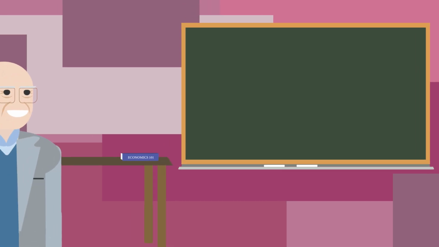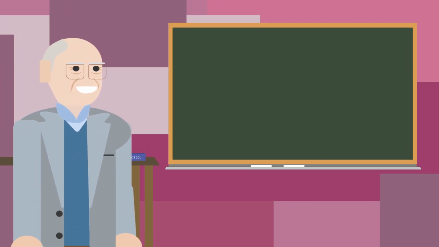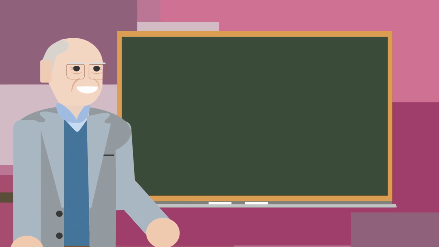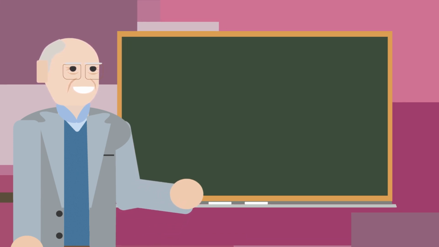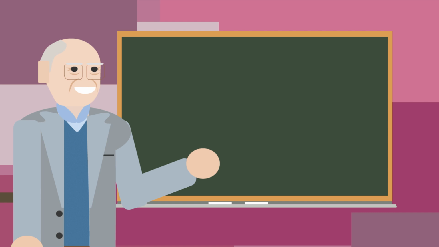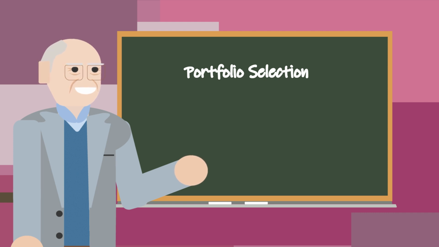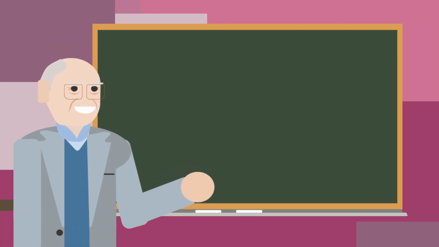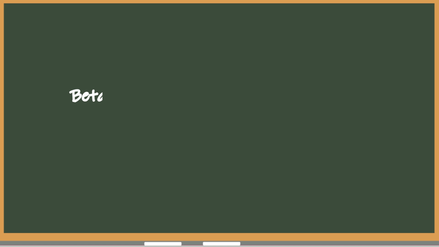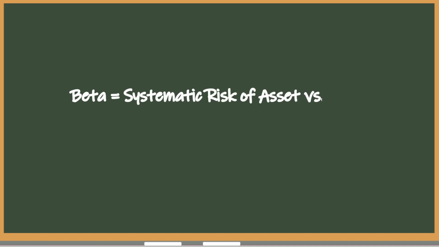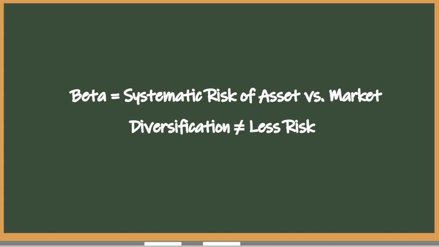Beta belongs to the family of modern portfolio theory, which was pioneered by Harry Markowitz. Markowitz was awarded the Nobel Memorial Prize in Economic Sciences in 1990 for his contributions to the theory of portfolio selection. In his paper, aptly titled Portfolio Selection, published in 1952, Markowitz introduced the concept of beta. In this paper, Markowitz defined beta as the systematic risk of an asset in relation to the market. Systematic risk refers to the risk that cannot be diversified away by adding more assets to the portfolio.